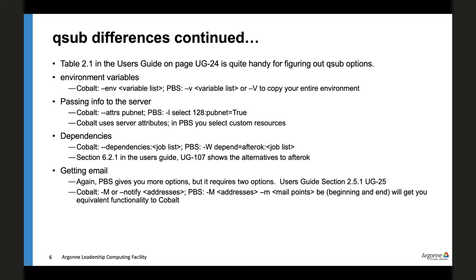Getting email, again, is fairly similar. In Cobalt, it was minus M or minus notify, and then a list of email addresses. So in PBS, you have to actually give it two options. One is minus M, just like Cobalt, with addresses, so that's the same. But you also have to specify a minus lowercase m and then what they call mail points. To get the equivalent of Cobalt, which is mail when it starts and mail when it completes, you would specify BE for beginning and end. But there are other options, which again, there's a reference there that you can go look at.